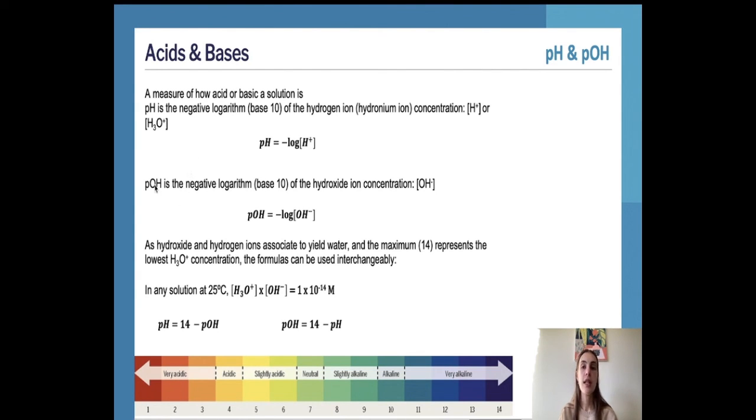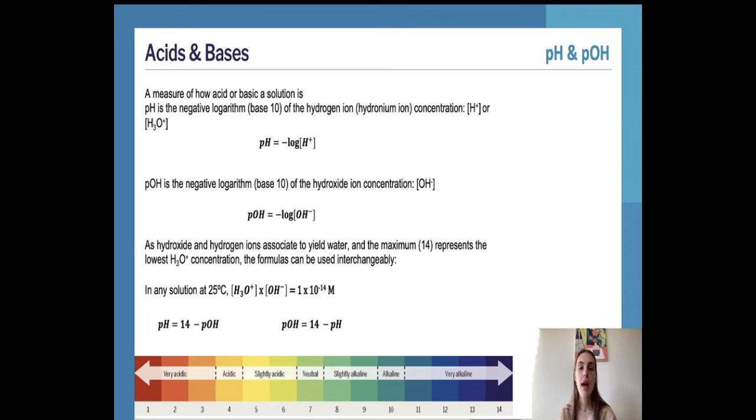Whereas we also have this concept of pOH. pOH is the negative logarithm in base 10 of the hydroxide ion concentration, and so that's going to be our OH minus ions. The formula for pOH will be pOH equals negative log of the hydroxide ion concentration of the solution. As the hydroxide and hydrogen ions associate to yield water, the formulas can then be used interchangeably.